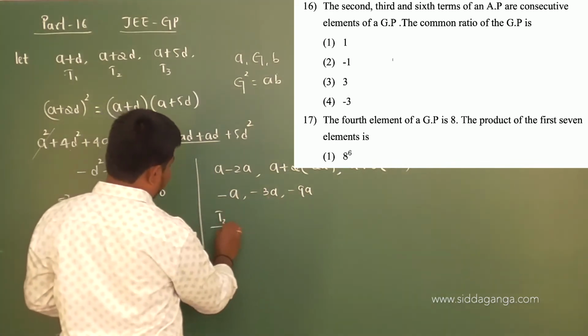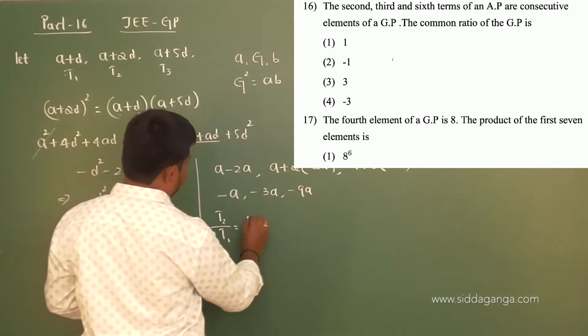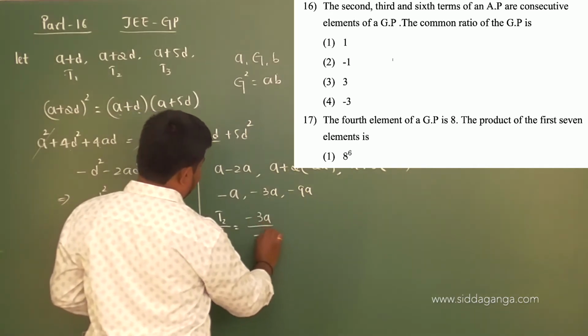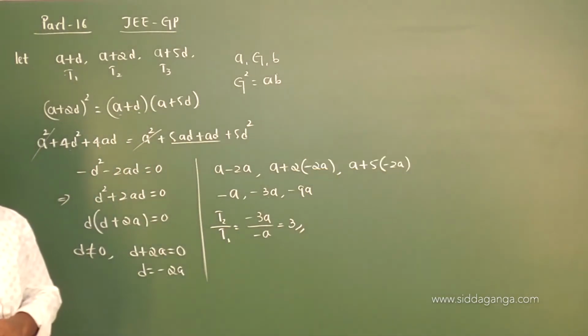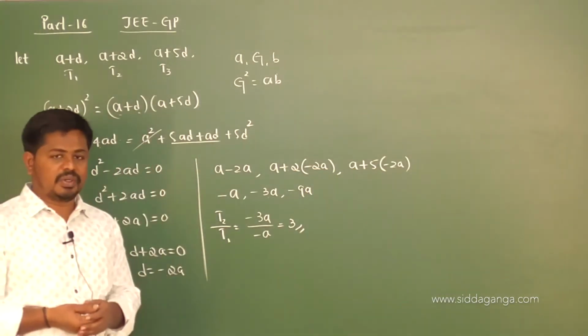So T2 by T1 is what? Minus 3A by minus 8 gives 3. So 3 is the common ratio for this condition. Hope you got it, students.